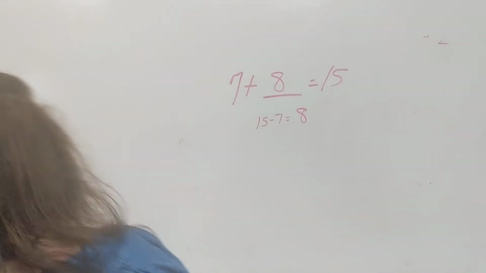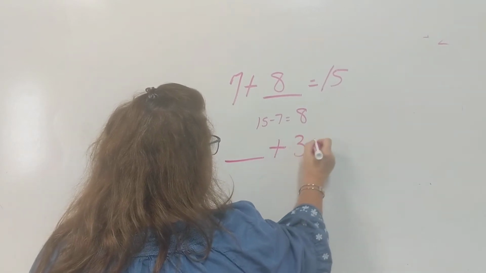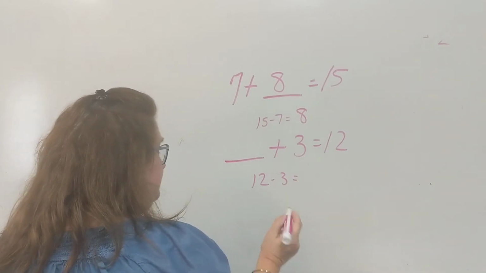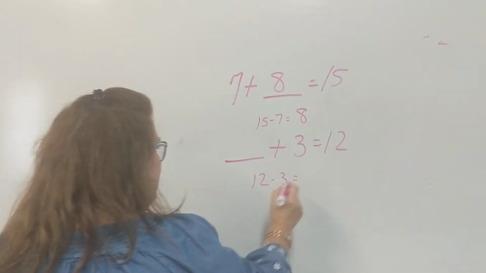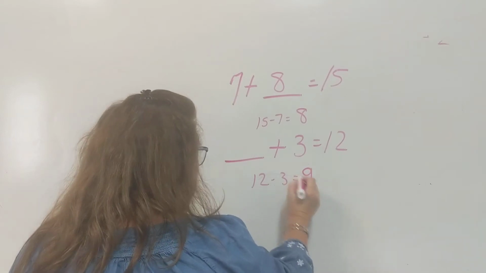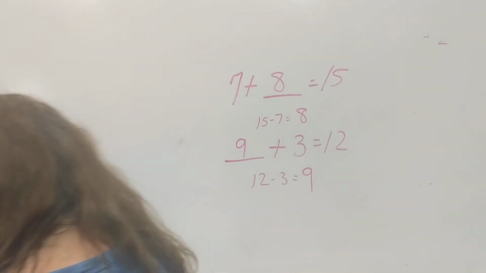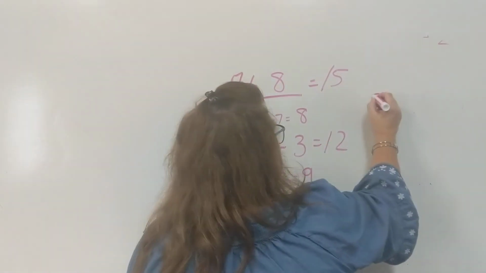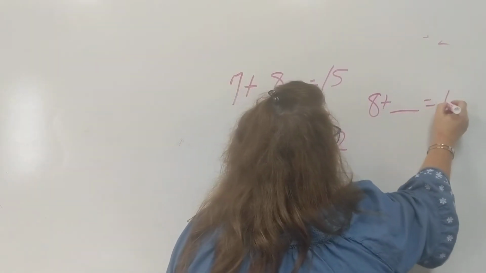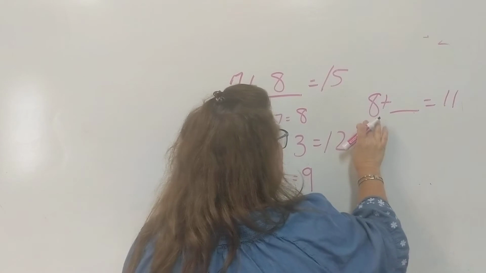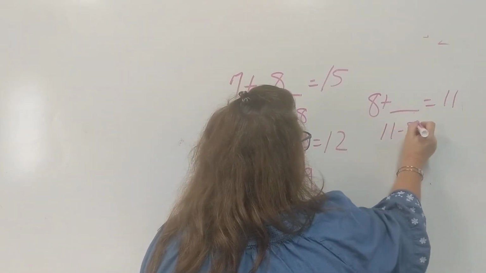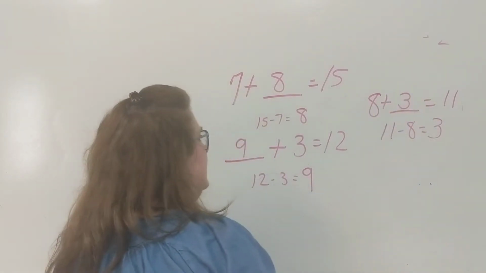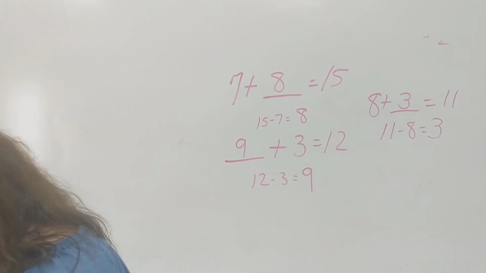Letter B in section 4 is what plus 3 equals 12? If we say 12 minus 3, that will give us our missing addend. 12 minus 3 equals 9. So 9 plus 3 equals 12. And then the last one, 8 plus what equals 11? If we subtract 11 minus 8, that will give us our missing addend. What is 11 minus 8? 3, and 8 plus 3 equals 11. So that's pretty cool.